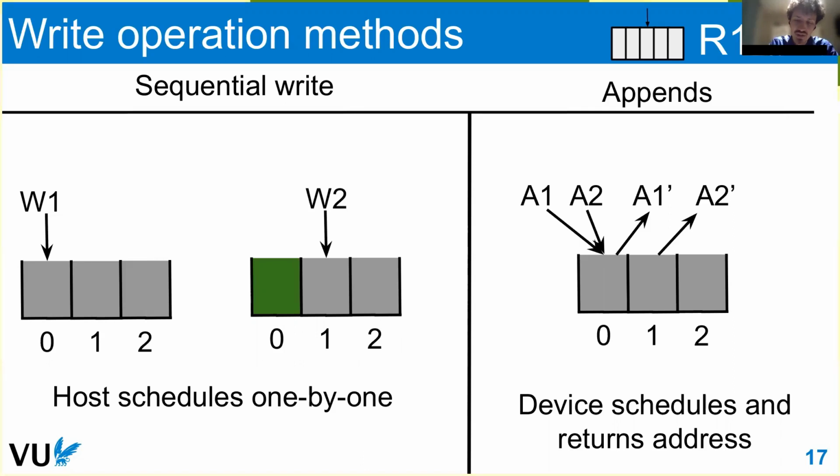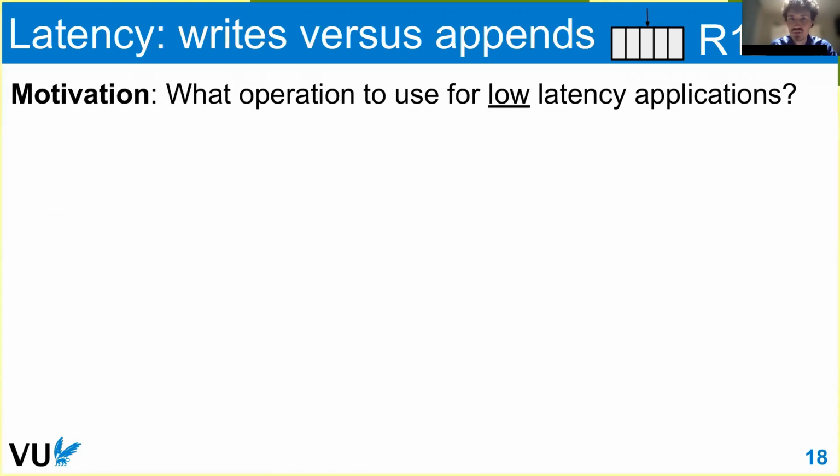And this is very interesting, because say we have a latency sensitive application, like a website, something that needs to load a lot of stuff, or the really big cool HPC stuff. What operation do we then need to use? What do we need to use for low latency applications?